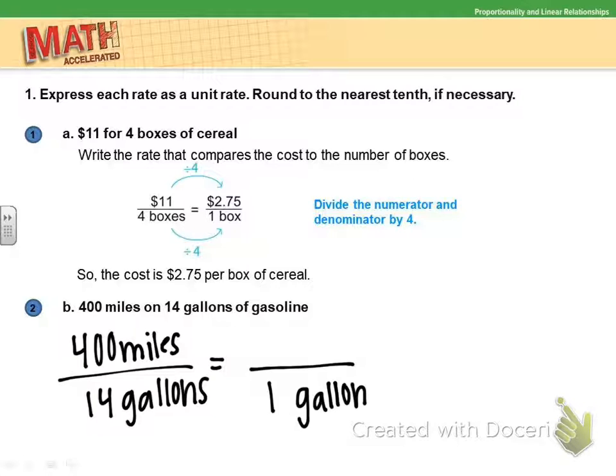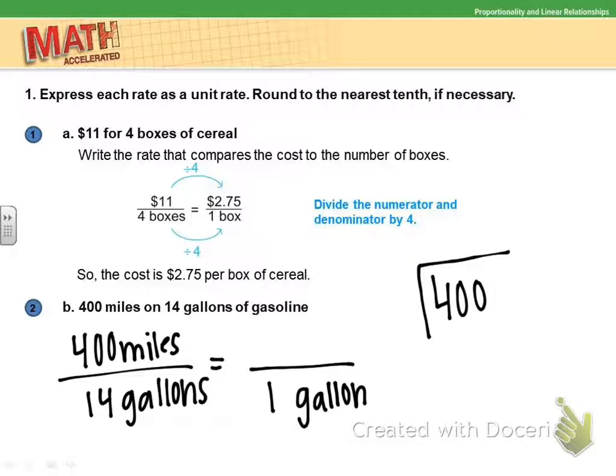And it tells me to round to the nearest tenth. So what do we get? 28.6. You're close. Not quite. 28.7. No. Okay. Let's all divide this out so we can work it out together.